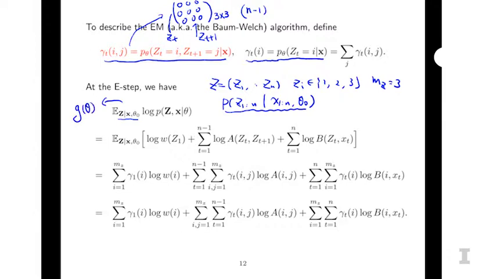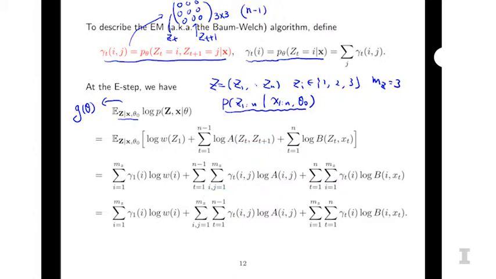The expectation calculation is pretty straightforward. We want to evaluate the expectation of a sum, which is equal to the sum of the individual expectations. Because all the zj's take discrete values, all the expectations become summations. The expectation involving z1 is a summation over different values of z1, and the expectation involving a pair of random variables zt and zt plus 1 becomes a double summation over both i and j.